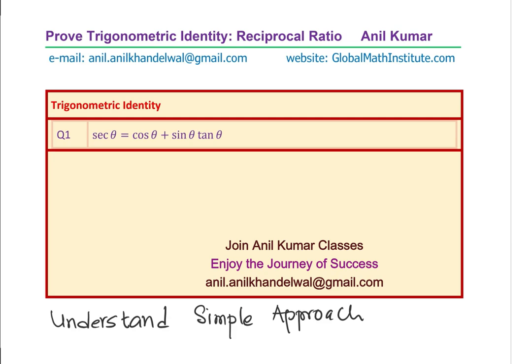So the very first is secant theta equals cos theta plus sin theta tan theta. Here we see that the right hand side is more complicated. It can be simplified. So we begin with the right hand side since it is more complicated, and that right hand side is cos theta plus sine theta tan theta.